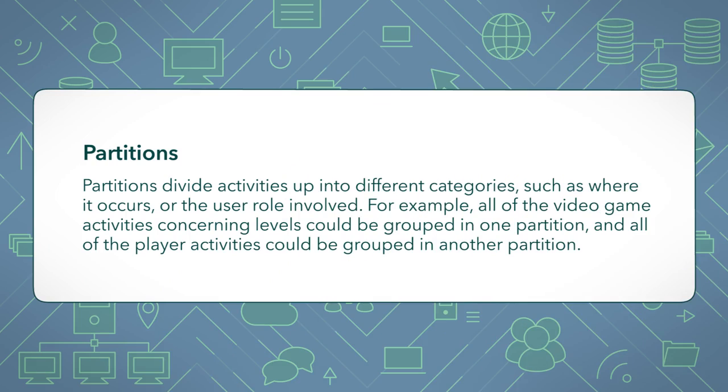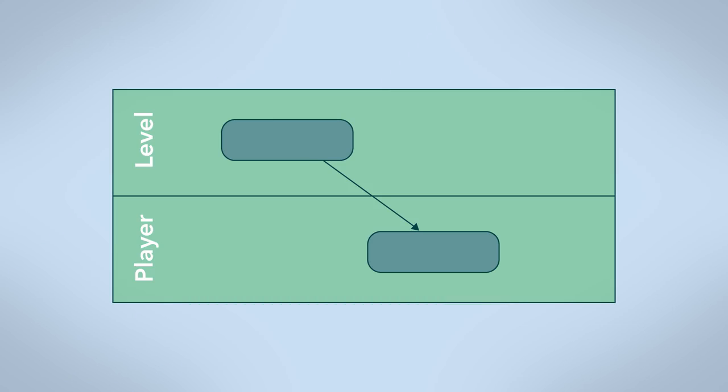One of the main ways concurrent activities are shown in an activity diagram is via partitions. Partitions divide activities up into different categories, such as where it occurs or the user role involved. For example, all of the video game activities concerning levels could be grouped in one partition, and all of the player activities could be grouped in another partition. Swim lanes are used in an activity diagram to display these partitions.